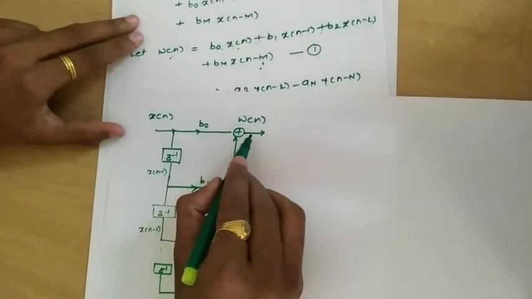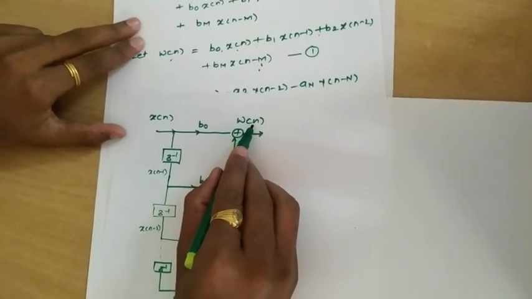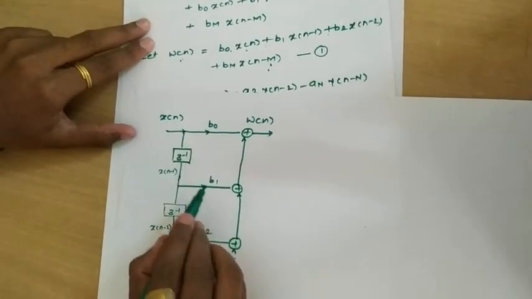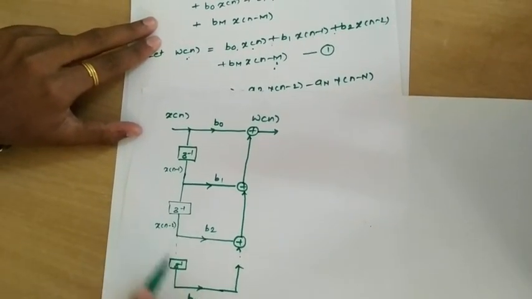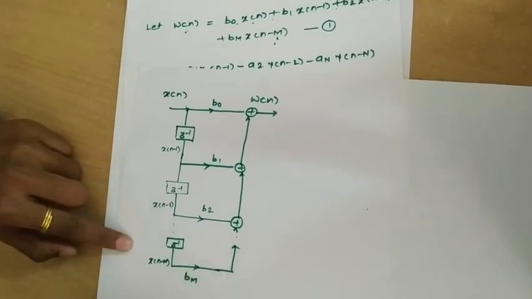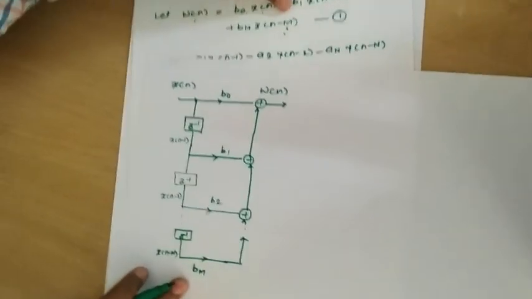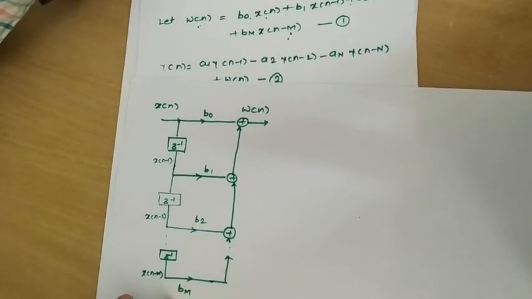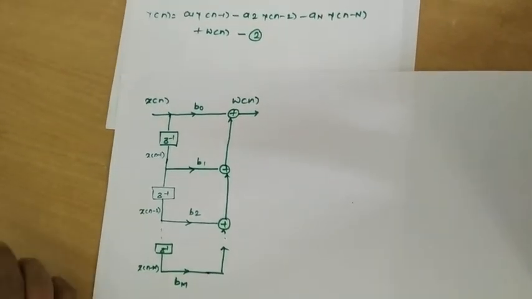Now if you observe it carefully, w n is addition of b naught with x n, b1 with x n minus 1, b2 with x n minus 2, so on up to b m into x n minus m. So this is a realization of equation number 1. Now the same concept we will adapt for equation number 2.